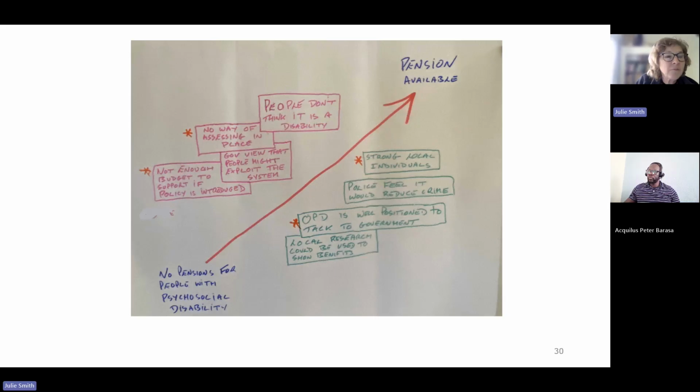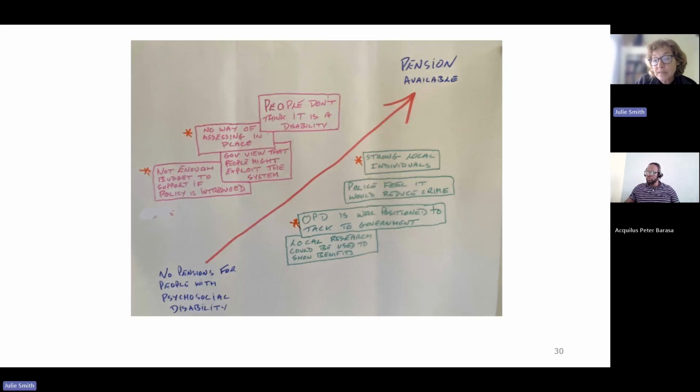The government doesn't really have a systematic way of addressing who might have a psychosocial disability or not, and assessing that. There might be a view amongst government that people are going to exploit the system and pretend to have a disability when they really don't. And there might not be enough political support for something like this. So these are some of the things that stop the change from happening.